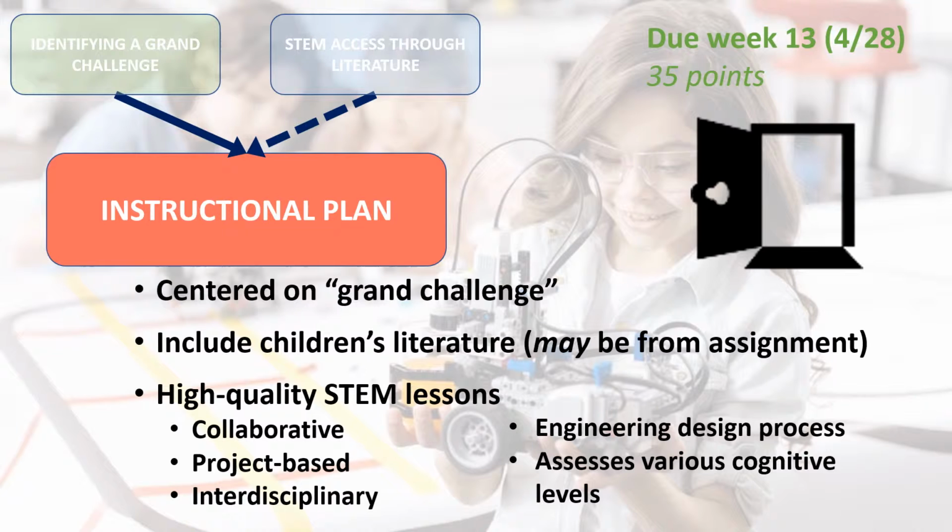As we discussed in our first sync session, you will use the grand challenge you identified with your students in Project 1 as a center for this instructional plan. You will also be asked to include a piece of children's literature in your plan, which may be the book you used for Project 2, but it does not have to be that book. We will go over specific criteria later, but overall, I will be looking for the elements of high quality and equitable STEM lessons based on course readings, presentations, and discussions when I grade your project.